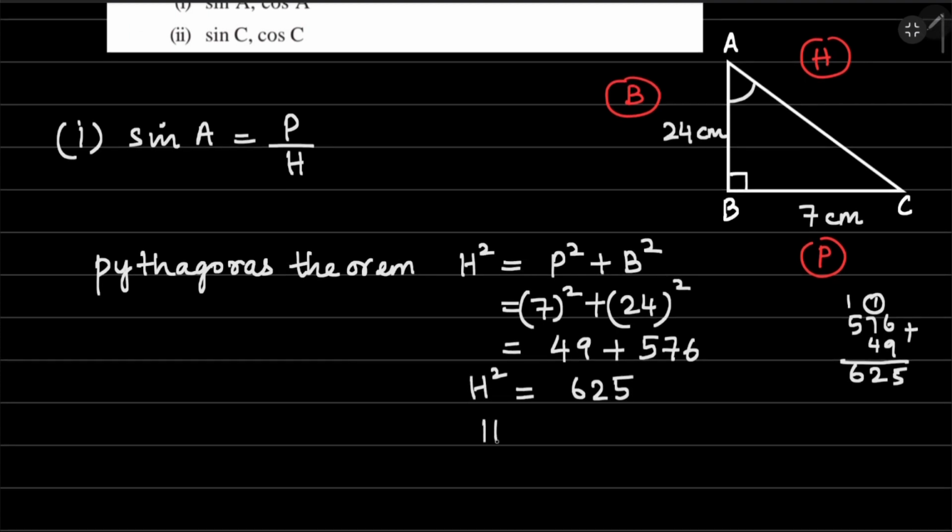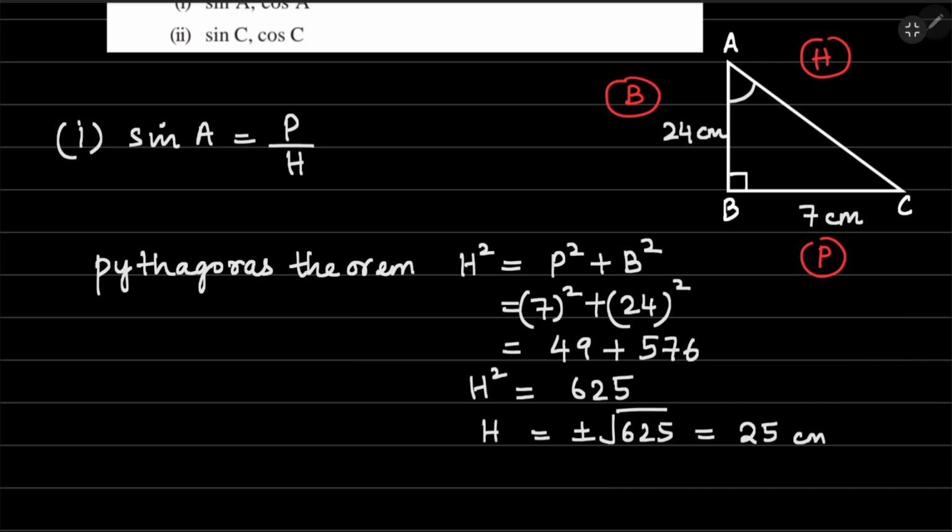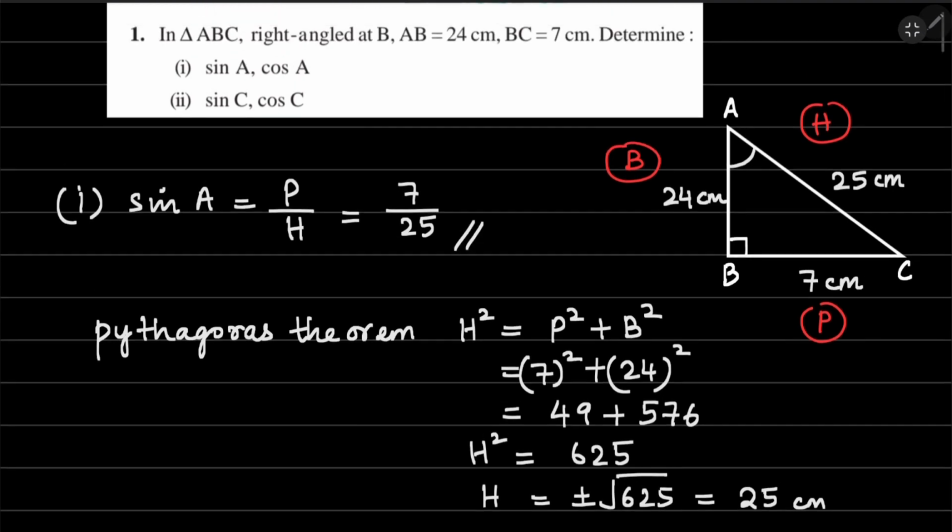Then what will be h? H will be plus or minus root of 625, which is nothing but 25 centimeters. We'll only be taking the positive values and not the negative values. Now that we know h, it is very easy to calculate sin of A, P by H. Perpendicular is 7 and hypotenuse, which we just calculated, happens to be 25 centimeters. So the value of sin A is 7 by 25.